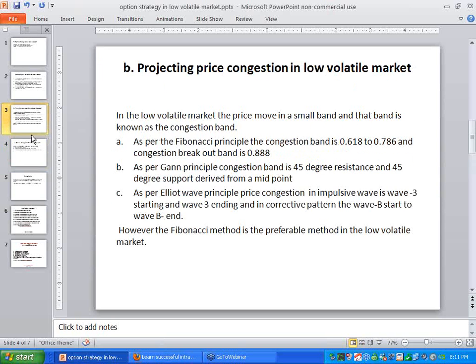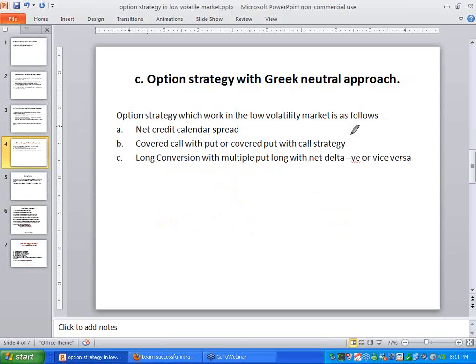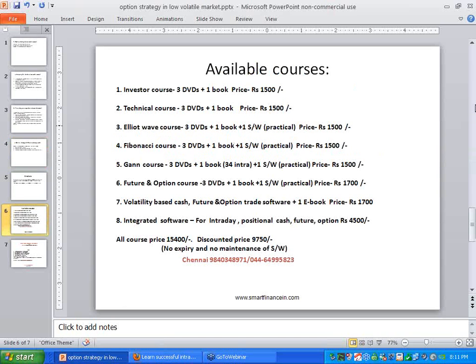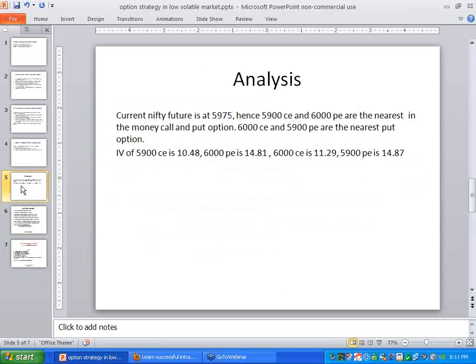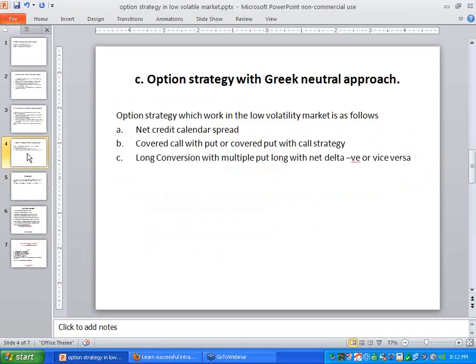And once we identify the low volatile market, once we identify the congestion band, what are the option strategies applicable in that market? So as all of you know, those who are already the buyers of my book on futures and options, they will be knowing that there I have given 22 futures and options strategies for Indian market. One special segment I have created, 22 futures and options strategies which are suitable for Indian market. Out of those 22 strategies, those 22 are the hybrid strategies.